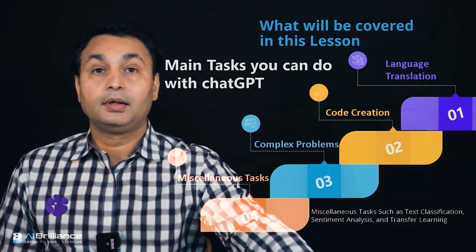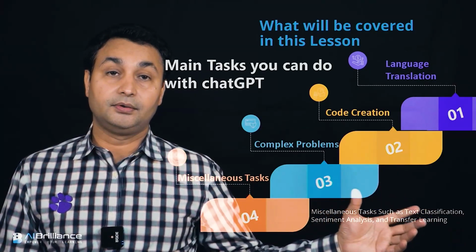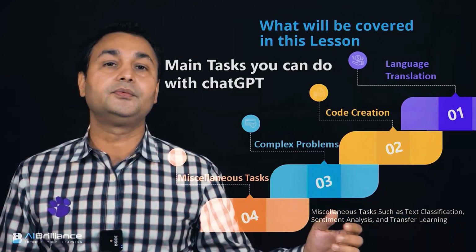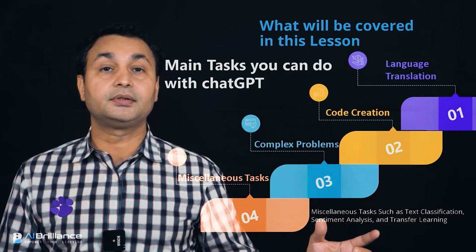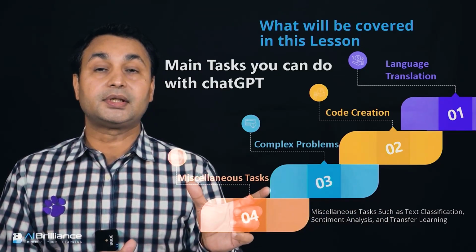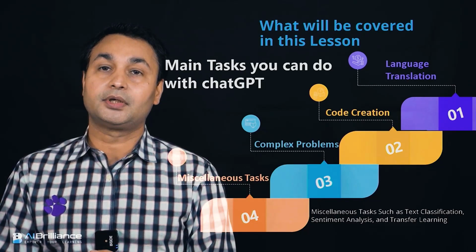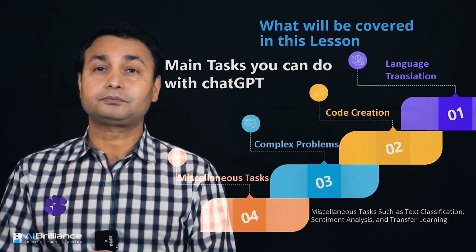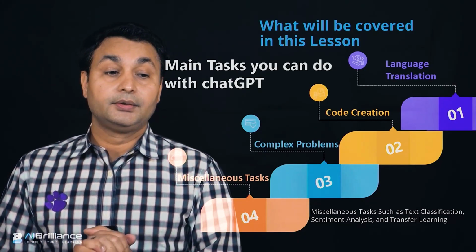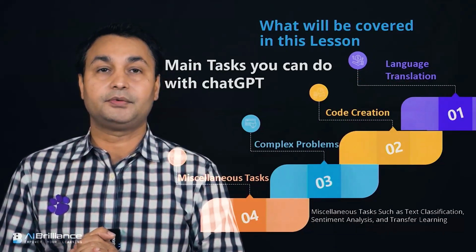Again, I will not be covering some of the miscellaneous tasks that you can do. Hopefully, if time permits, I will probably take another lecture. But we can also do text classification, sentiment analysis, and transfer learning. Those are some of the miscellaneous tasks that could be done. If time permits, I will cover that, but I'm not planning to focus on this specific one. Okay. So let's move on and let's begin with the main task that we have at hand.